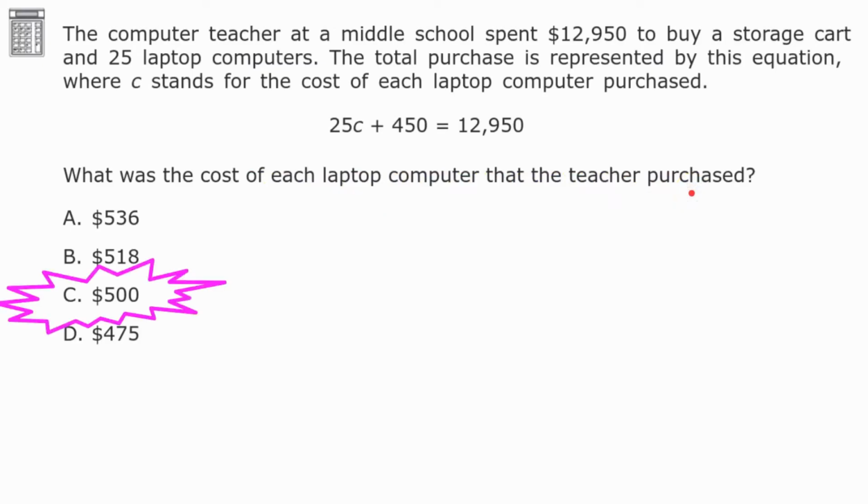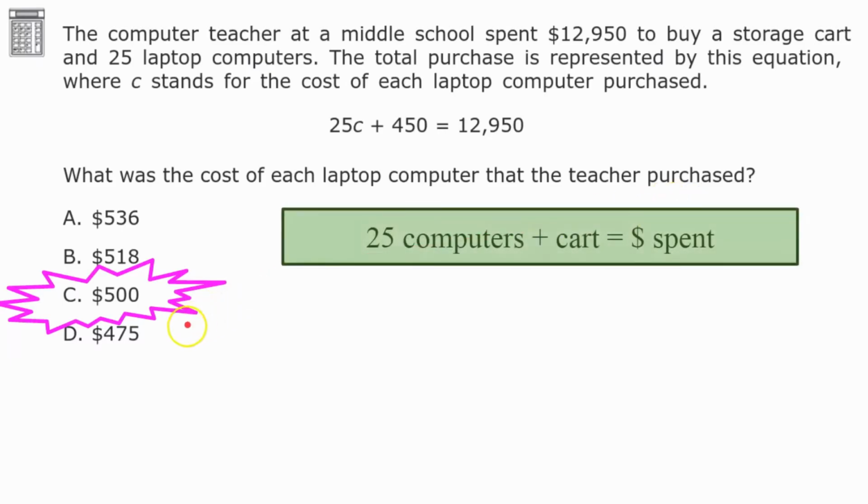Welcome back. Our answer is $500. We know that this is 25 computers plus a cart. They told us that the $450 was the cart. So they purchased a total of $12,950 worth, the storage cart and 25 computers. What we need to know is this C, the cost of one computer, times 25.